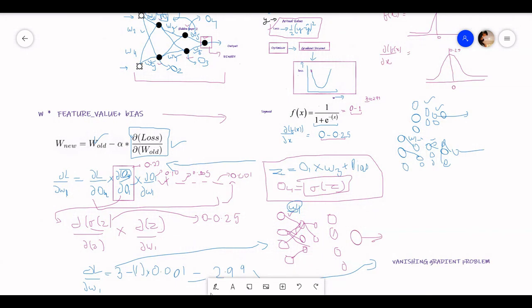And if you don't know how I write this equation, please go to the chain rule video in my playlist. So this is all about today's video, our activation functions.